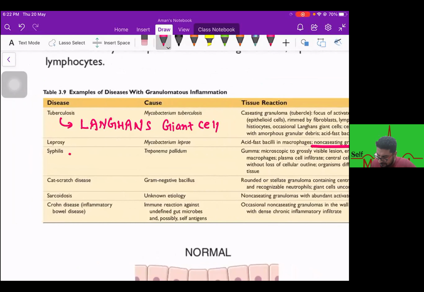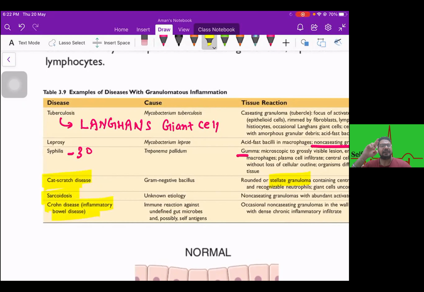Syphilis, especially in the tertiary syphilis stage, you will see gumma formation. That gumma is a granuloma. Cat scratch disease, understand this. Here you will find stellate granuloma. In sarcoidosis, you will see again a non-caseating granuloma.